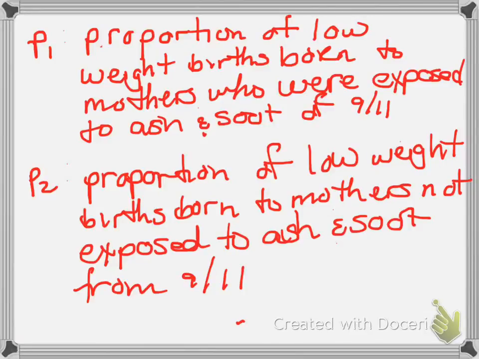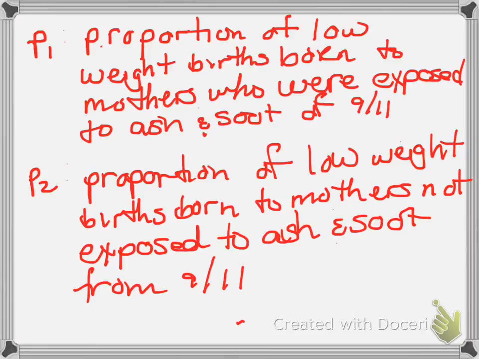Okay, I'm going to do problem number 16. It's even. The answer is not in the book, and I think this is a great example of how to do hypothesis testing for two proportions. So the first thing you must do is define your P1 and P2. Notice how each one includes the word proportion. So this is the proportion of low-weight births born to mothers who were exposed to soot and ash, and P2 is the proportion of those who weren't.